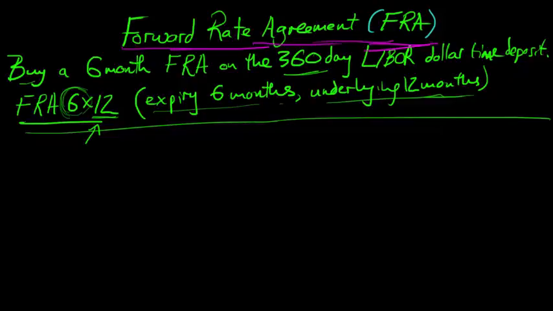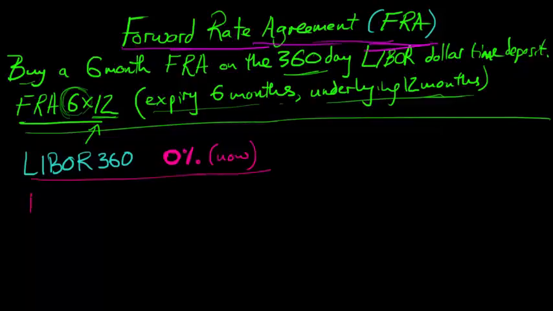Okay, so let's work through the example. Let's say that at the time of purchase, the LIBOR 360-day is at a rate of 0%. So right now the rate on LIBOR 360 is 0%. Okay, so then the present value of the time deposit will be as follows. So the present value of the time deposit 360-day will be equal to, and the contract size I'm going to use in the example is $10 million.